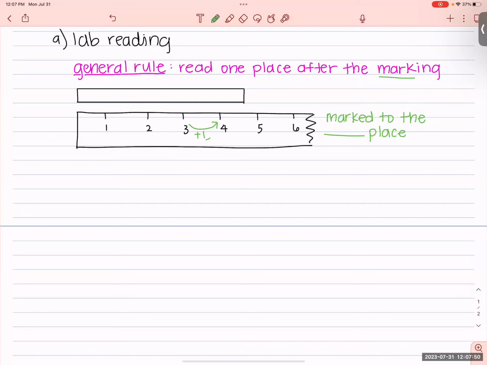So it's marked to the ones place, right? If I were to go from 3 to 2, it would be subtracting 1. So it's marked to the ones place. Every tick mark represents 1, a ones place. So this is marked to the ones place.